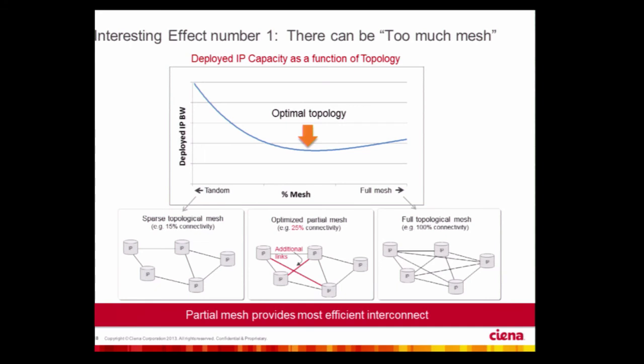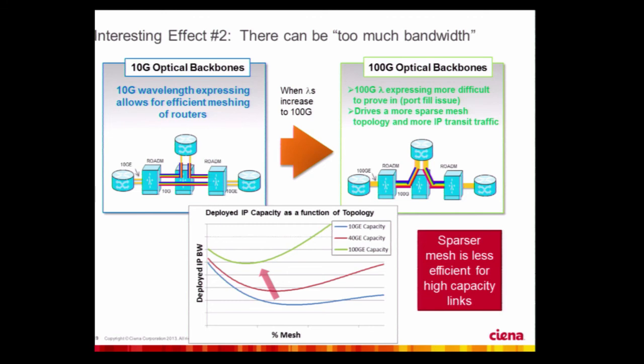You can better do less meshing, and you get the optimal topology here, which is more cost efficient than when you would do full meshing. So you see when you move from 10G to 100G and coherent, partial mesh is the most optimum configuration. And the same applies in a way if you increase your bandwidth per wavelength. If you go from 10G to 40G to 100G, you see that the optimum amount of meshing actually decreases a little bit for the same reason.